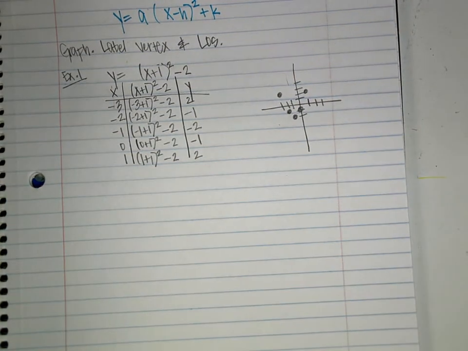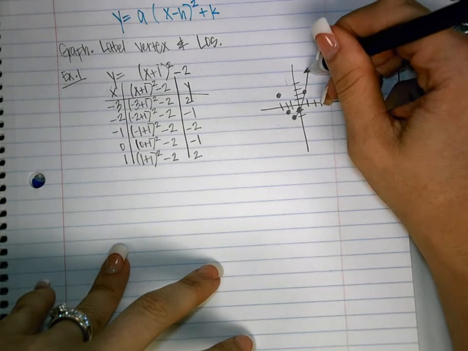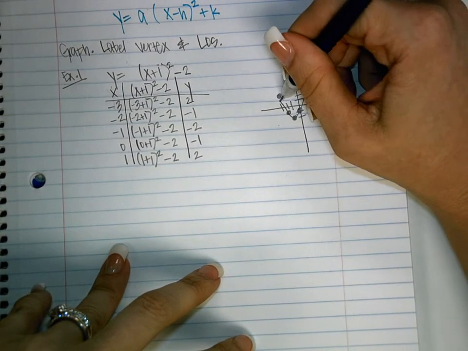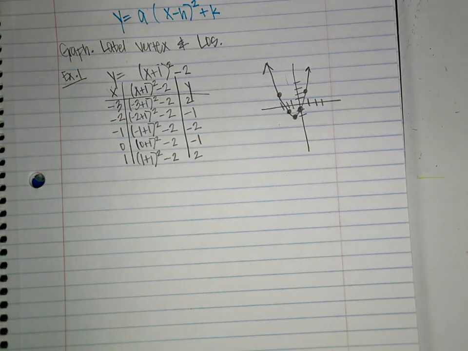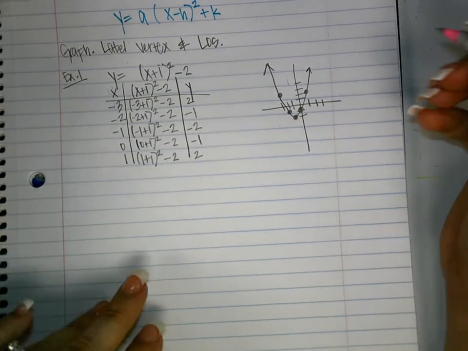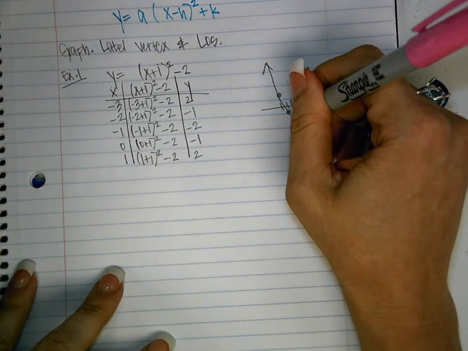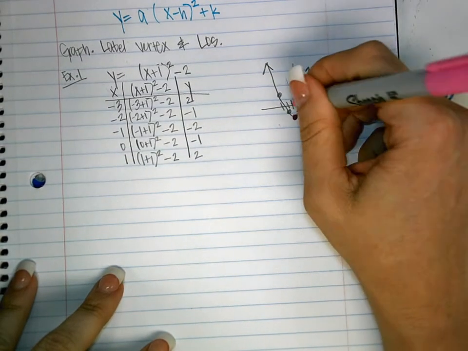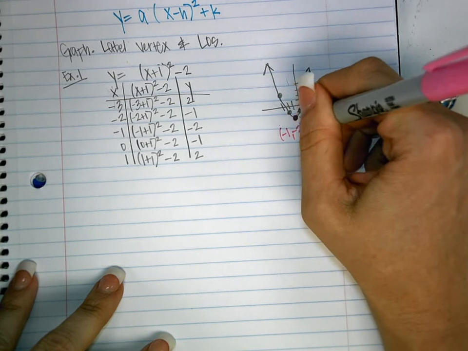Now, if you connect the dots, what kind of shape is this? A parabola. Once you connect your dots, you should be able to label the vertex and figure out where the line of symmetry is. So what is your vertex in this parabola? Remember, the vertex is the tip. That is (-1, -2).